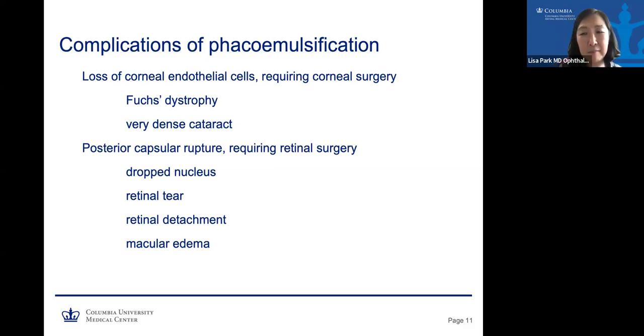The second major problem that we have to overcome in phacoemulsification is posterior capsular rupture. And here, usually that requires then retinal surgery. So when you have a posterior capsular rupture, you can obviously drop the nucleus back, you get vitreous prolapse. That vitreous prolapse, even if it is cleaned well with an anterior vitrectomy, can still cause traction on the retina, including retinal tears, retinal detachments, and long-term macular edema. And so these are the challenges that we have to overcome when we're doing phacoemulsification and things we have to be aware of in our technique.